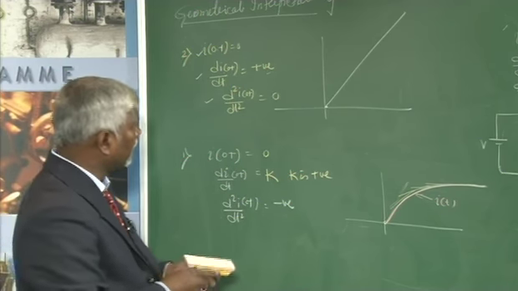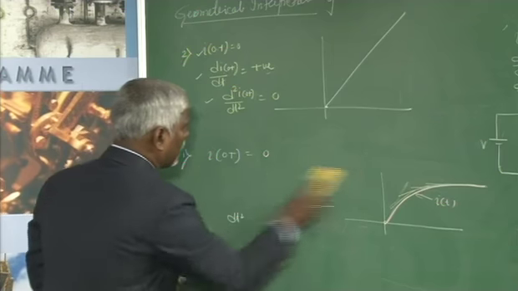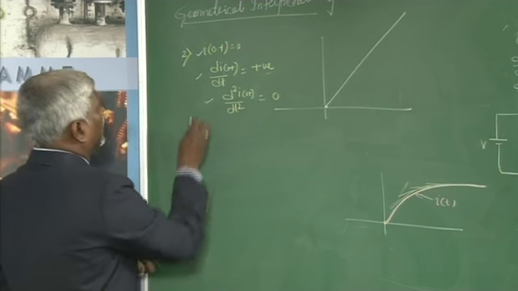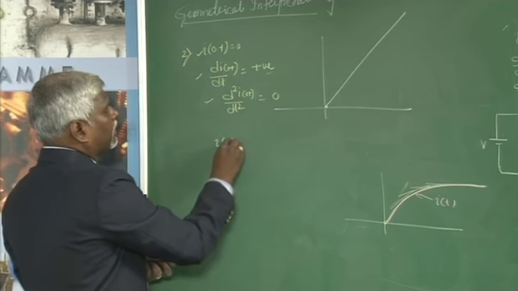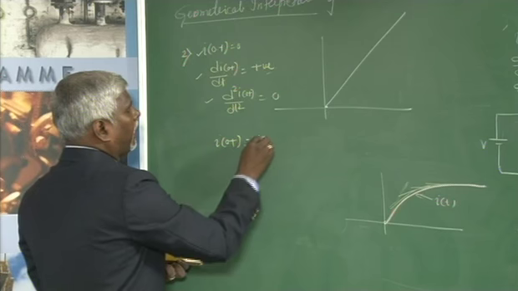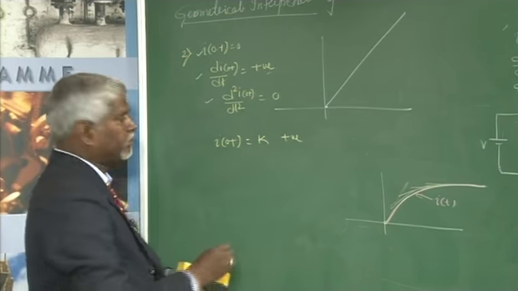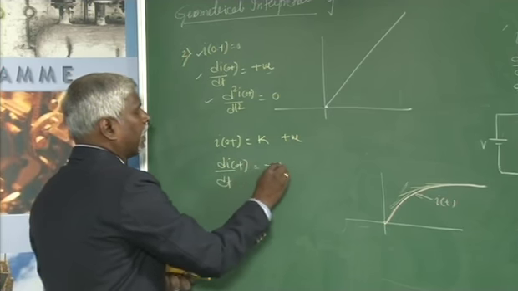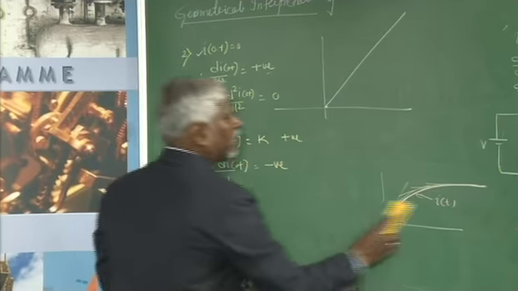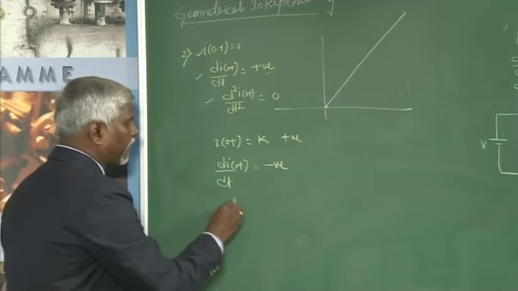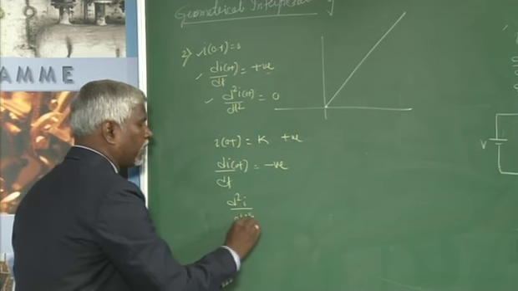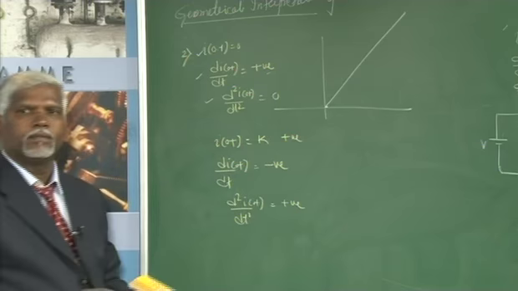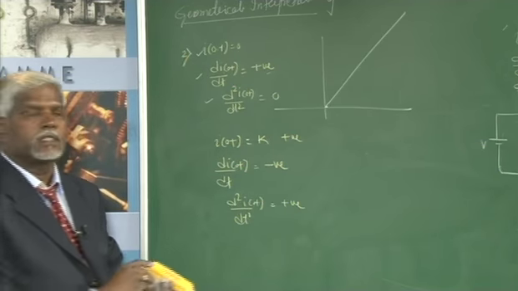Similarly, let me take another example. I at 0 plus is k, which is positive, di by dt at 0 plus is negative, and the second derivative d squared I by dt squared at 0 plus will be positive. Mostly we have taken almost all the cases here.